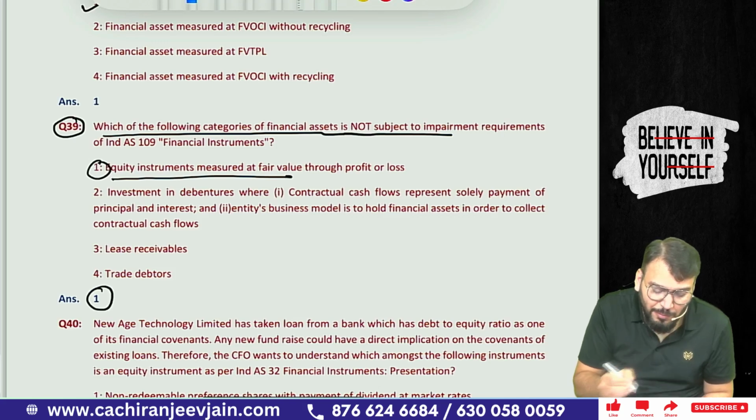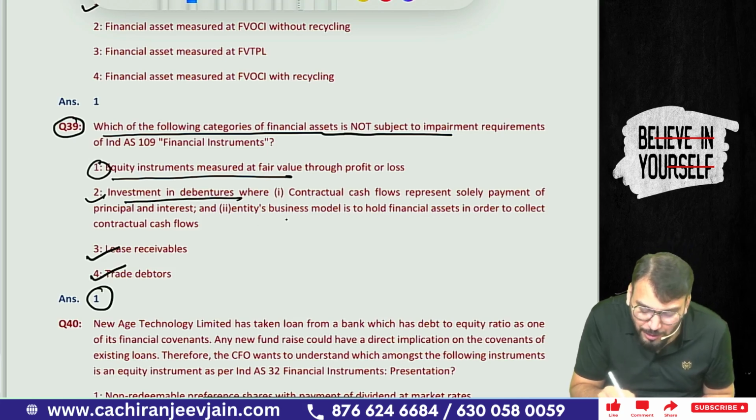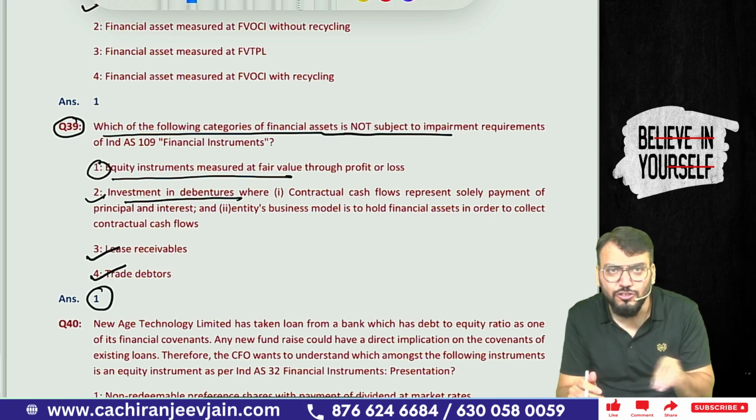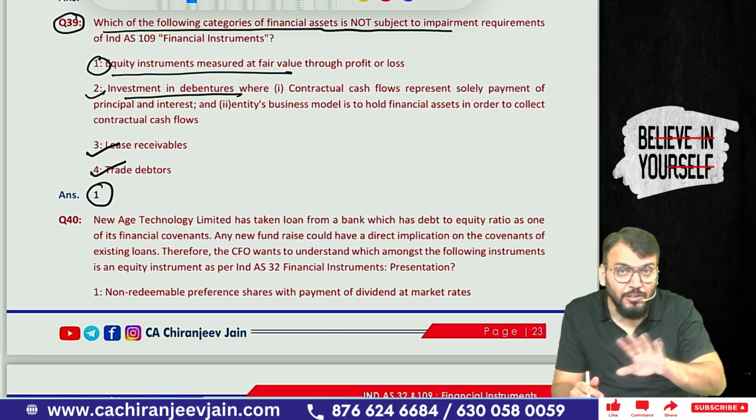So option number 1 will be correct. Lease receivable is covered, trade receivable is covered, and investment in debentures, which are measured at amortized cost, will also be covered. It means those instruments are covered. Got this point? Instruments which are FVTPL will not be covered.